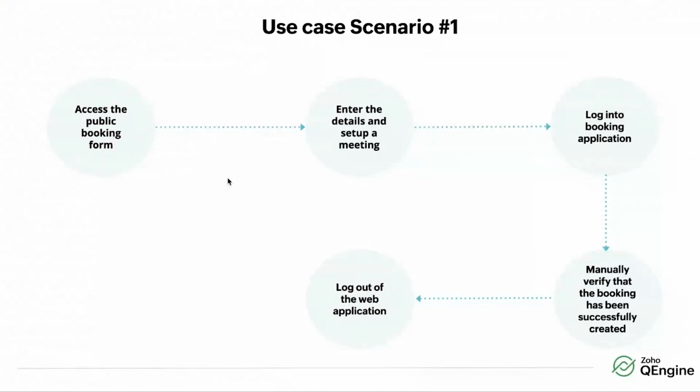Within that form, there are multiple services available. So you'll be filling in your details and submitting the form. Once the form is submitted, a meeting is scheduled inside the booking application. So we'll submit the form, ensure that the form works just fine, and then we'll be manually verifying inside the application to check whether the meeting has been created. So this is the first scenario.